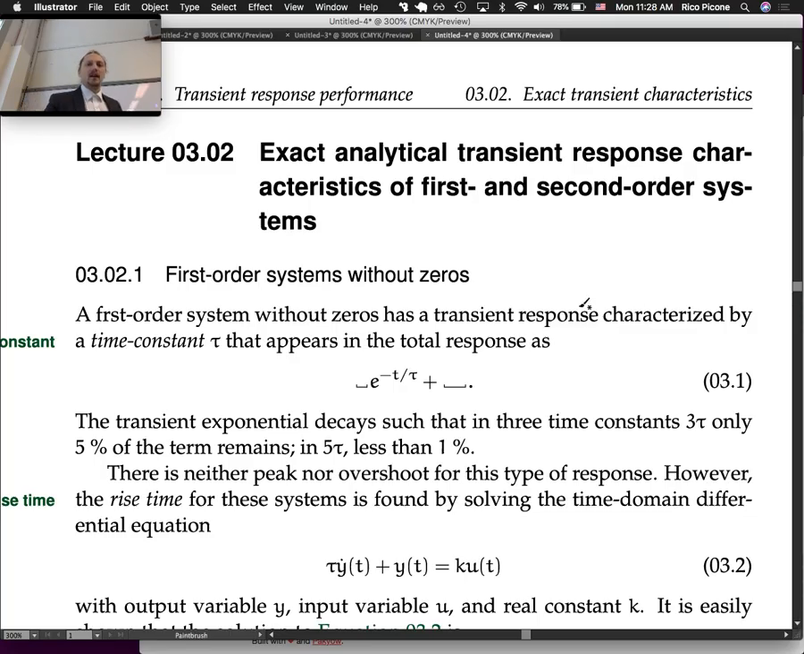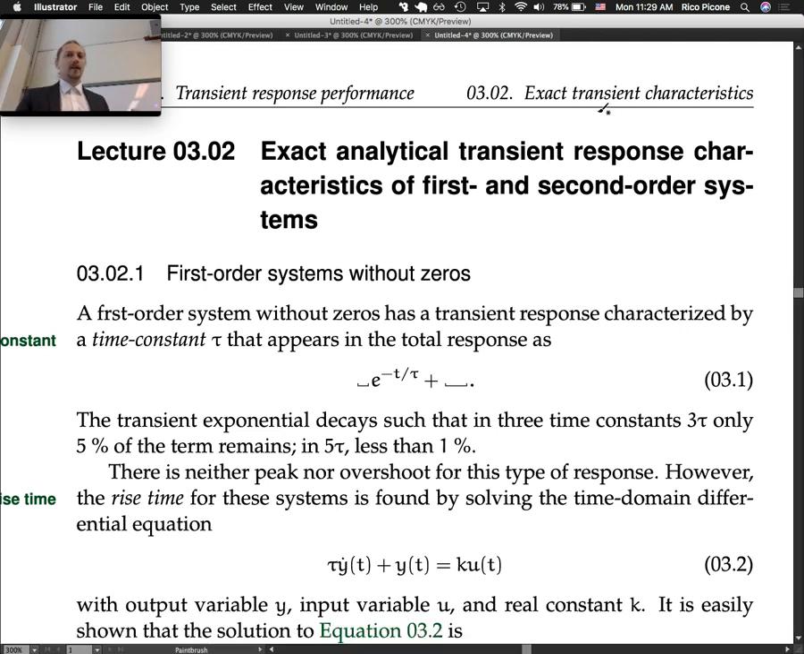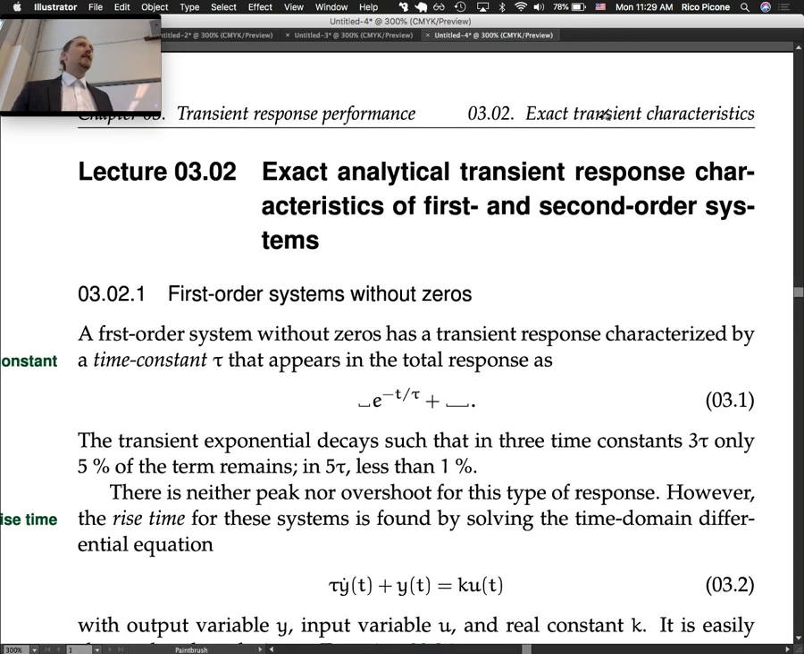So, in the last lecture, we defined these different characteristics, right? The rise time, settling time, the peak time, and the percent overshoot. Those were the four that we defined. And they're defined for all kinds of systems. They don't have to be of a certain order. But we can solve for these parameters exactly in first and second order systems without zeros.